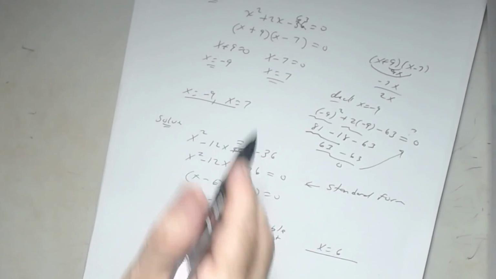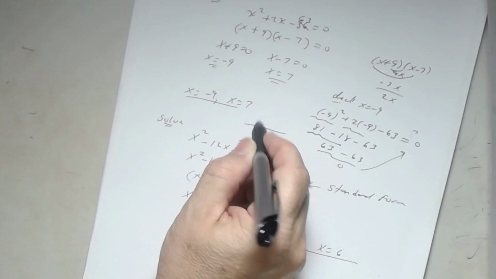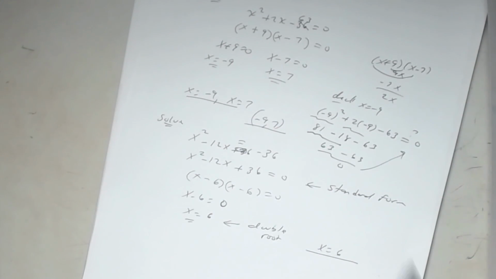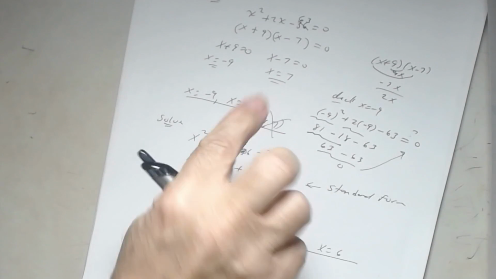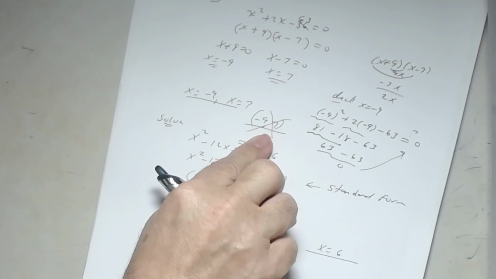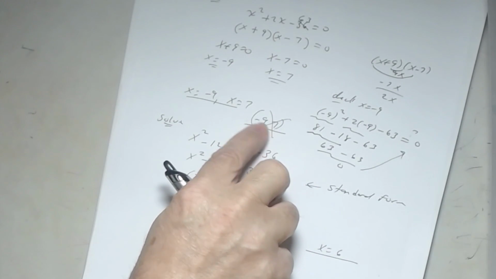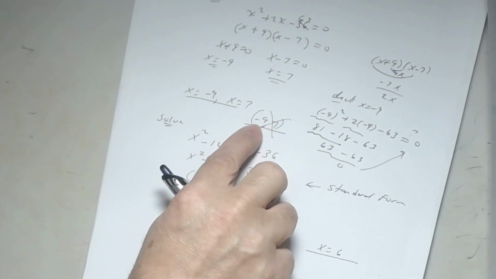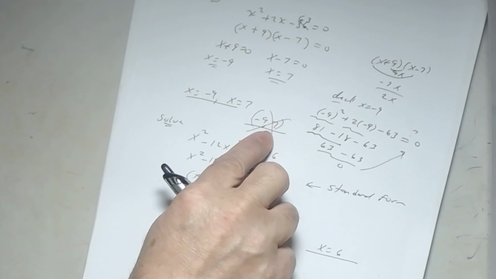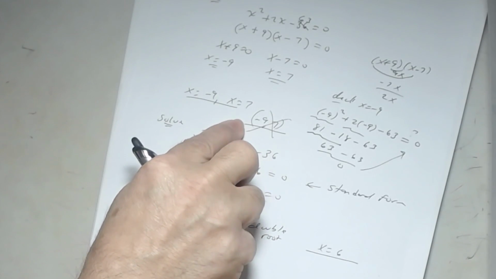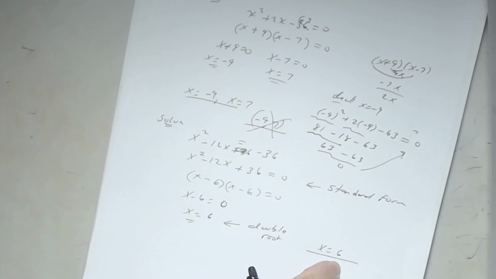Now, the mistake people make is this. Don't put negative 9, comma 7 in parentheses. Don't do that. That's wrong, because that's not a point. It's not an interval. If you put it like this, it looks like a point, and you're saying x is negative 9 and y is 7. That's not true. So don't do that. Just say x equals negative 9, comma, x equals 7. x equals 6. Okay?